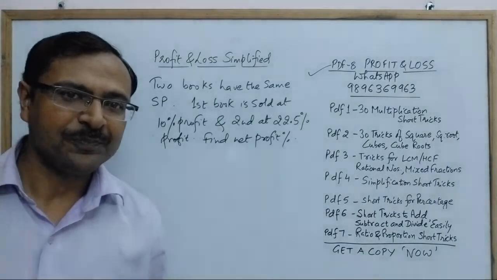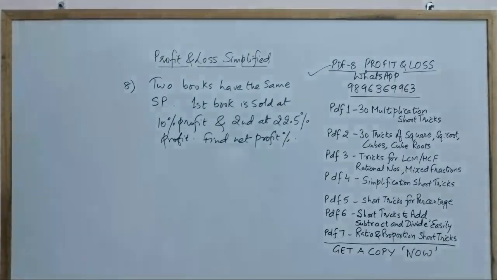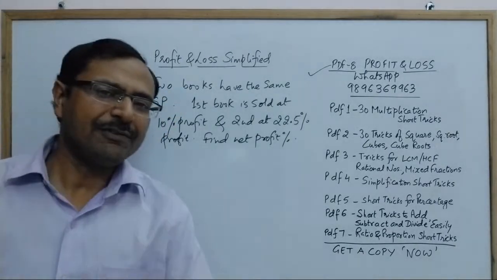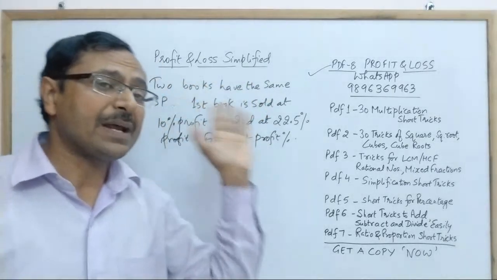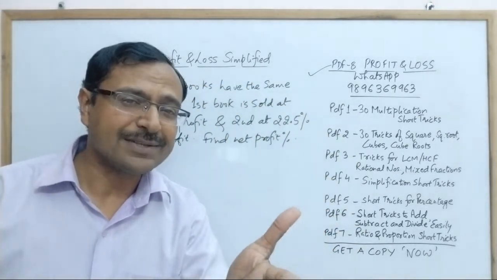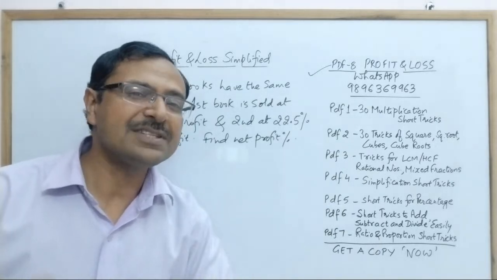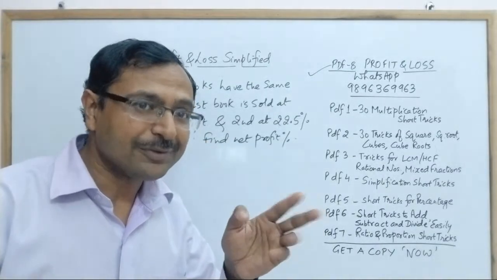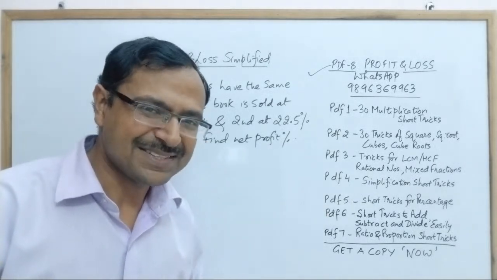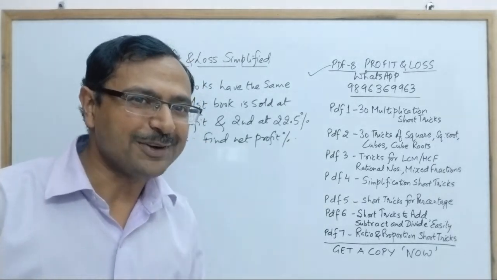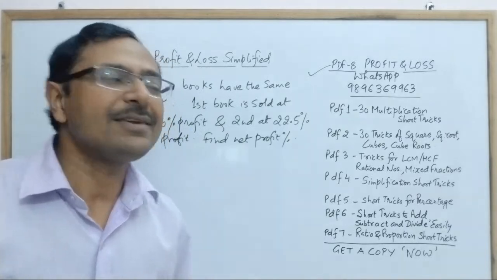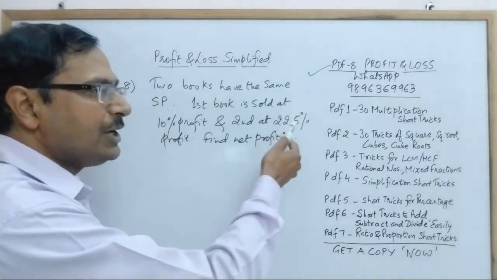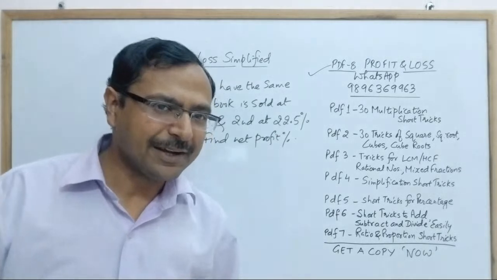Okay, so let's see how we solve this one. See, friends, whenever we have the same selling price of two items, we don't need the selling price. Whatever selling price is given, just forget that. Just take the average of the two profits. Very important concept there: the average of the two profits. So, if you take the average of 10 and 22.5, there you are with the correct answer.